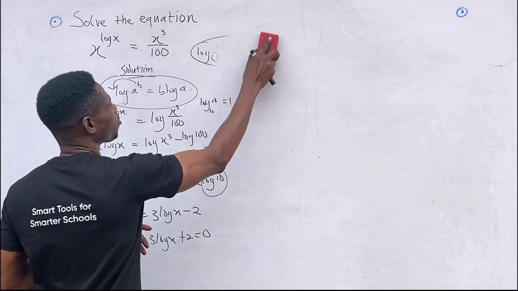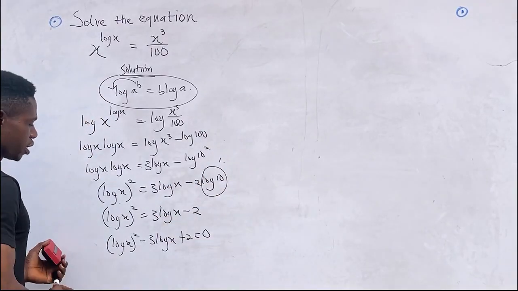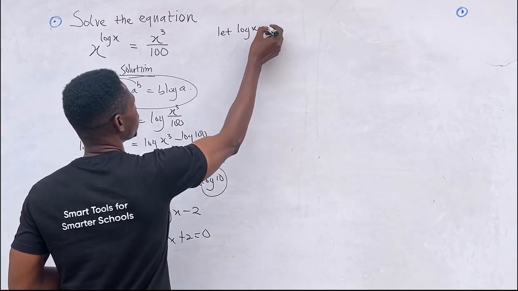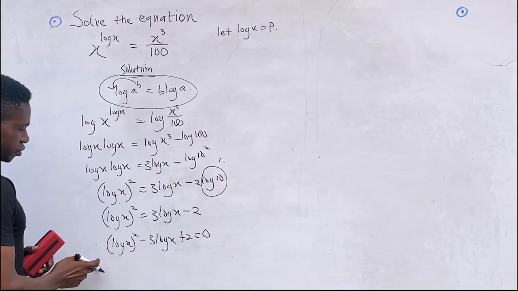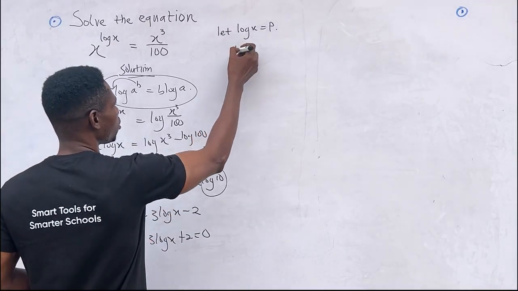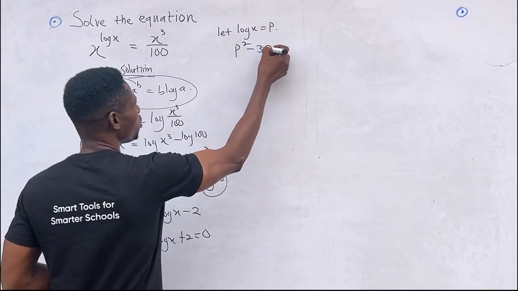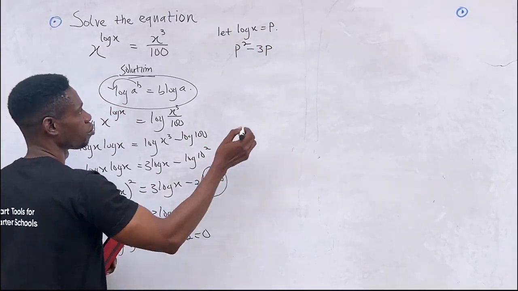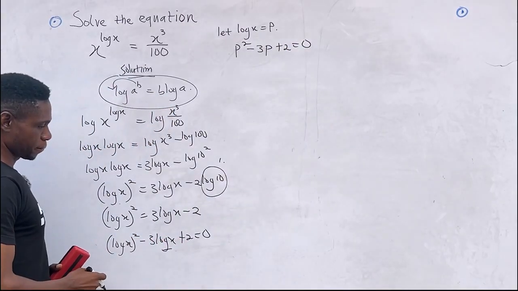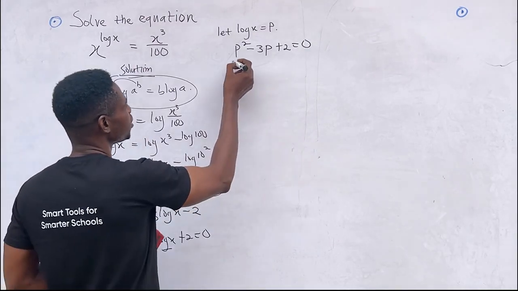So from here we can say let log x equal p. Since we have log x and log x here, let it be p. So by implication, we'll have p squared, that's log x squared, minus 3p, which is log x, plus 2 equal to 0. So this is a quadratic equation. So we can factorize it easily.